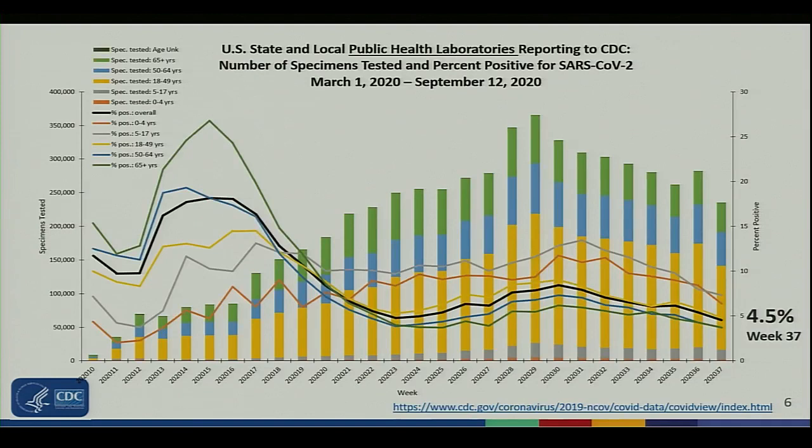This graph shows the number of specimens tested for SARS-CoV-2 using a molecular assay and reported to CDC by public health laboratories. The number of specimens tested are in the bar graphs, and the percent positives are shown in the line graphs. Nationally, the percentage of specimens testing positive for SARS-CoV-2 have continued to decrease since mid-July. This past week, the overall percent positive at public health labs was 4.5%.